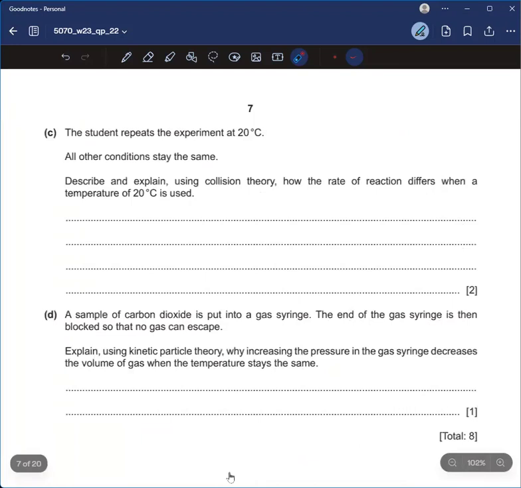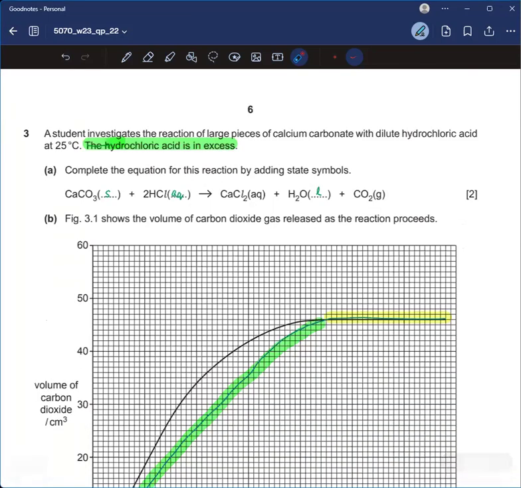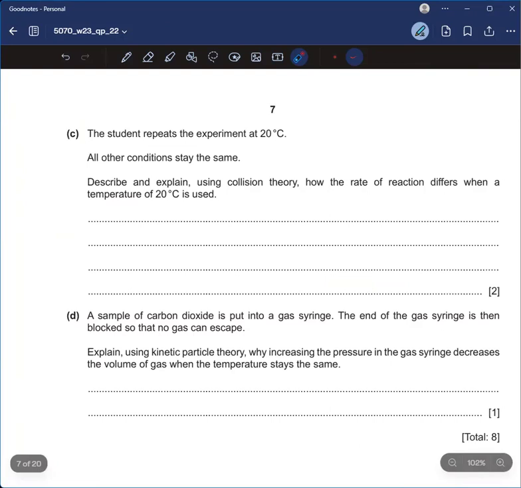The student repeats the same experiment at 20 degrees Celsius. All other conditions stay the same. Describe and explain, using collision theory, how the rate of reaction differs when a temperature of 20 degrees Celsius is reached. What was the initial temperature? It was 25, which means that the temperature has been decreased. As the temperature has been decreased, the rate of reaction would also decrease.